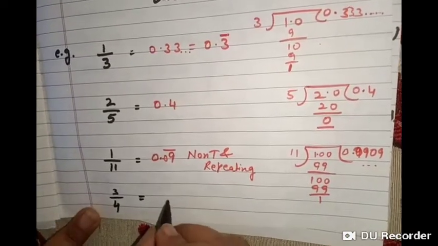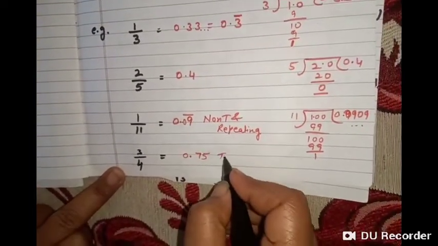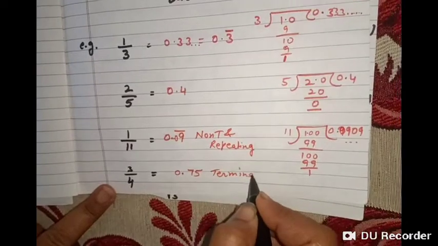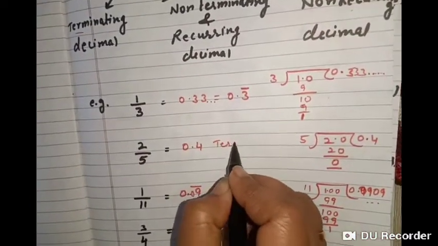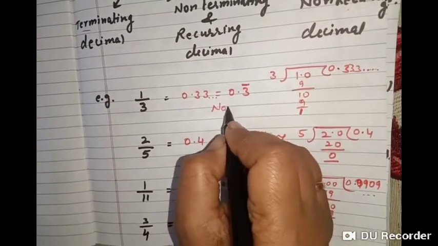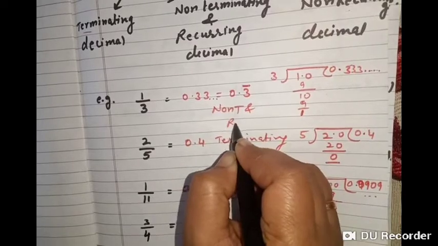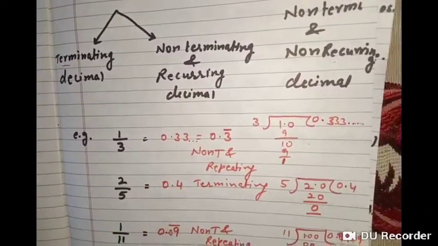If you divide 3 by 4, you will get 0.75. And this is an example of what? Terminating decimal. And 2 by 5 is an example of what? Terminating decimal. And 1 by 11 is an example of what? Non-terminating and repeating. If you use the word repeating or recurring, both have the same meaning.